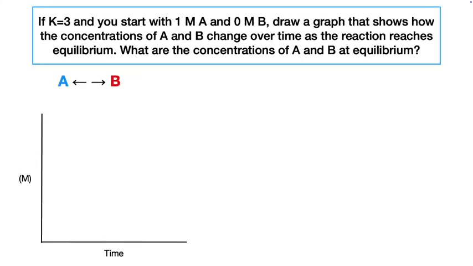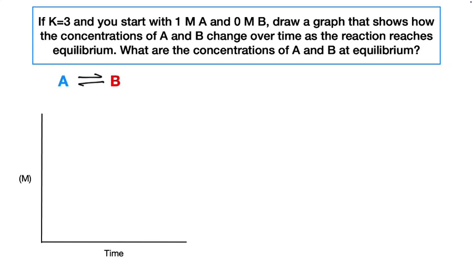So we've got this question up here. I'll pause the recording in a second. If we have K equals 3, we start with 1 molar A, 0 molar B. Draw a graph that shows how the concentrations of A and B change over time as the reaction reaches equilibrium. First thing I'm going to do is make some modifications. I hate those arrows. We're looking at an equilibrium arrow with those changing directions.